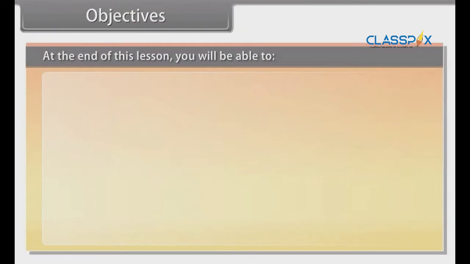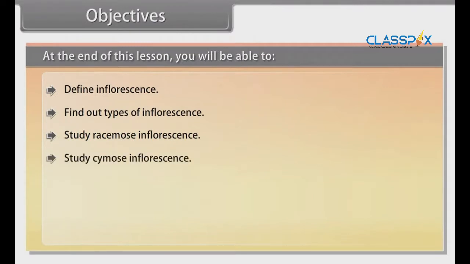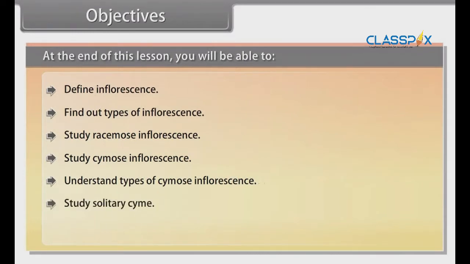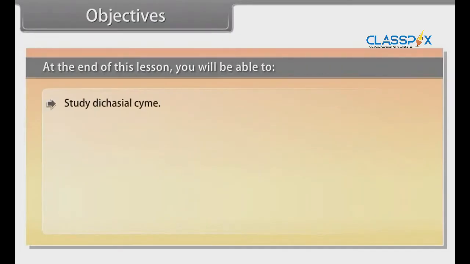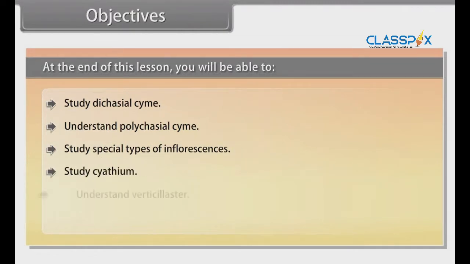Objectives. At the end of this lesson, you'll be able to define inflorescence, find out types of inflorescence, study racemose inflorescence, study cymose inflorescence, understand types of cymose inflorescence, study solitary cyme, understand monochasial cyme, study dichasial cyme, understand polychasial cyme, study special types of inflorescences, study cyathium, understand verticillaster, find out hypanthodium.